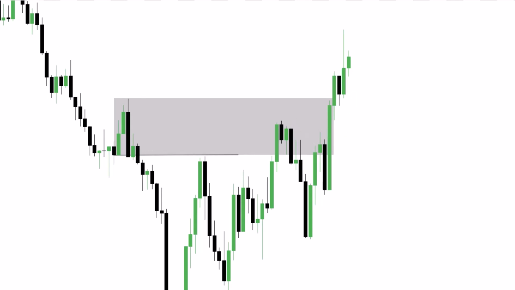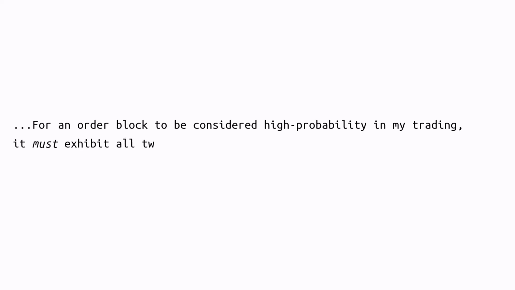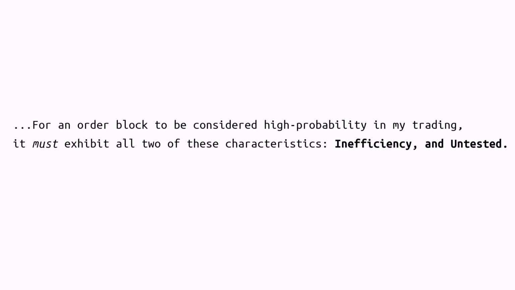An untested order block is like a fresh supply or demand zone, untouched by previous price action, and therefore more likely to generate a strong or decisive reaction on its first test. For an order block to be considered high probability in my trading, it must exhibit both of these characteristics: inefficiency and untested. If even one of these is missing, the setup is simply not worth the risk.